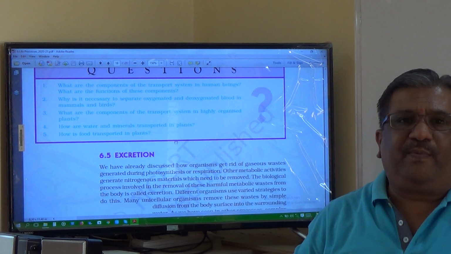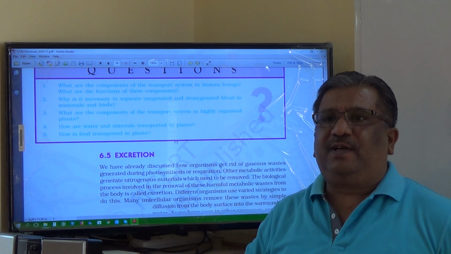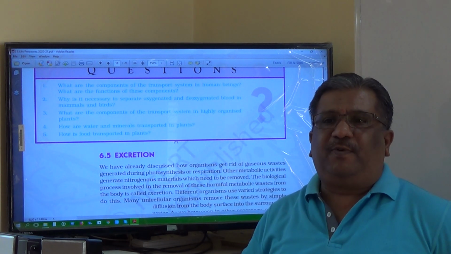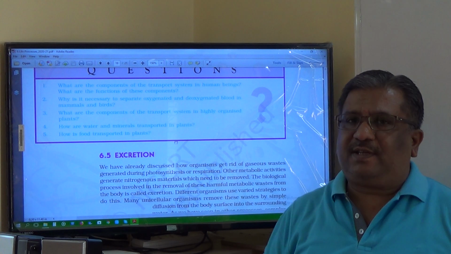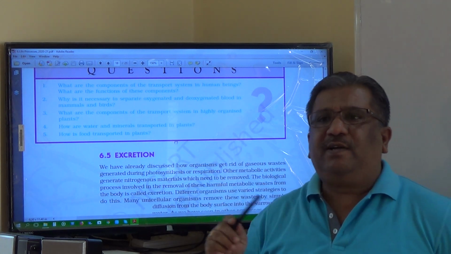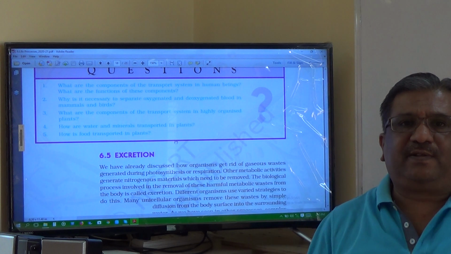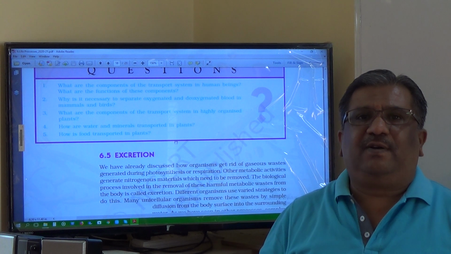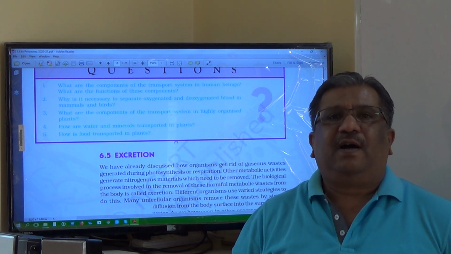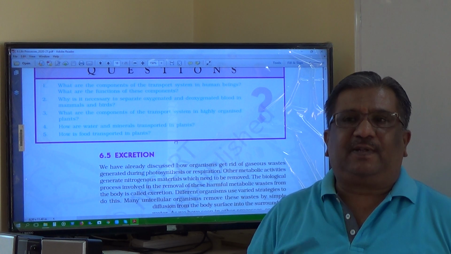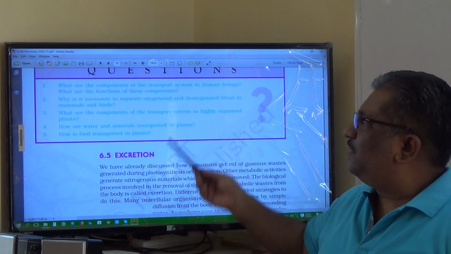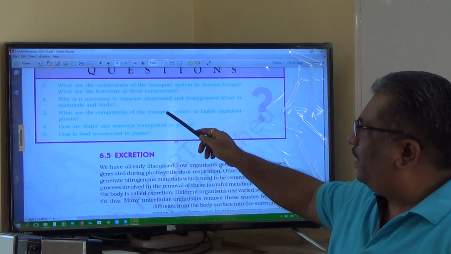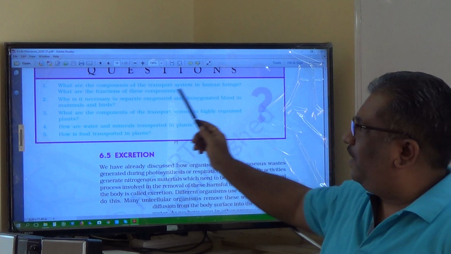So the heart is the main pumping organ, and that is able to pump the blood throughout the body, and blood vessels are the ones which transport substances. And what is the function of the blood here? Blood transports oxygen, carbon dioxide, food, which you can say nutrients, and also nitrogenous waste substances. And what else? Also it transports hormones to the target organs or the target cells. Okay, so these are the functions which you can explain, quite an easy question. Why is it necessary to separate oxygenated and deoxygenated blood in mammals and birds?